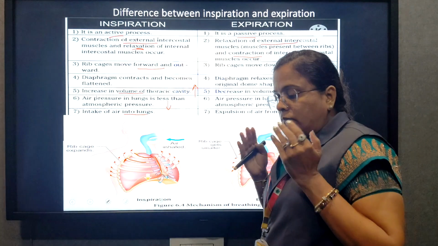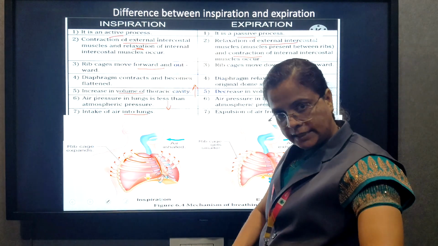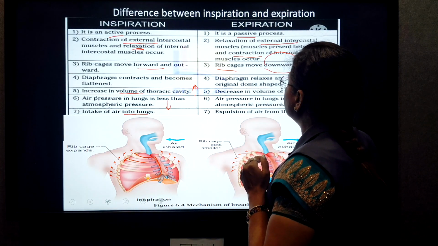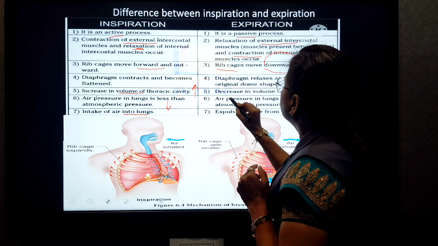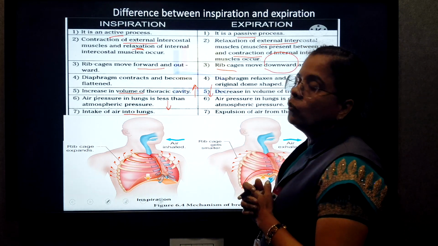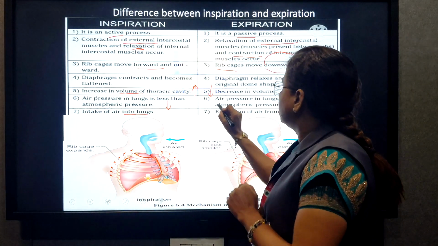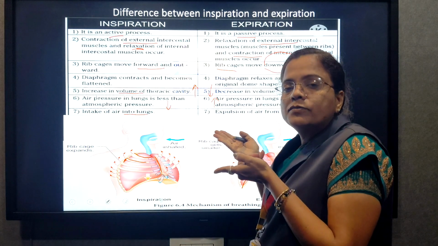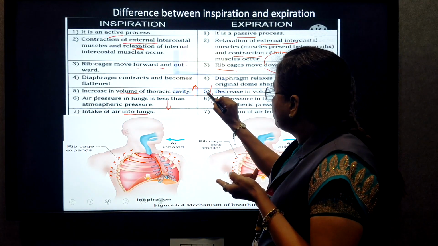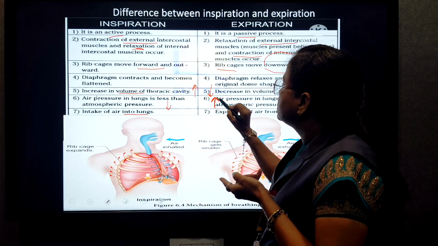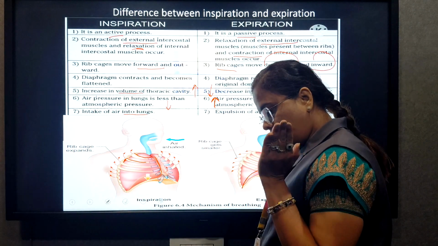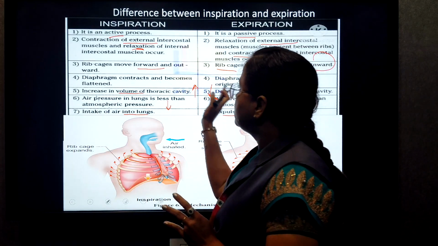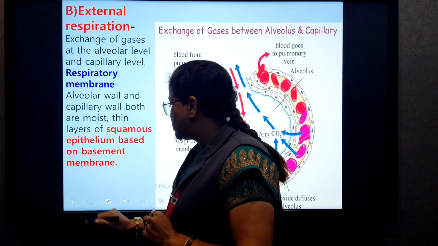Expiration is a passive process. The external intercostal muscles relax, and the opposite contraction of the intercostal muscles occurs in this expiration mechanism. The rib cage moves downward and inward. The diaphragm becomes dome shaped. Therefore, the volume of the thoracic cavity decreases, but the air pressure in the lungs becomes greater than the atmospheric pressure. So the volume of the thoracic cavity decreases, the air pressure in the lungs increases, and air is expelled from the lungs. So this is the difference between inspiration and expiration.